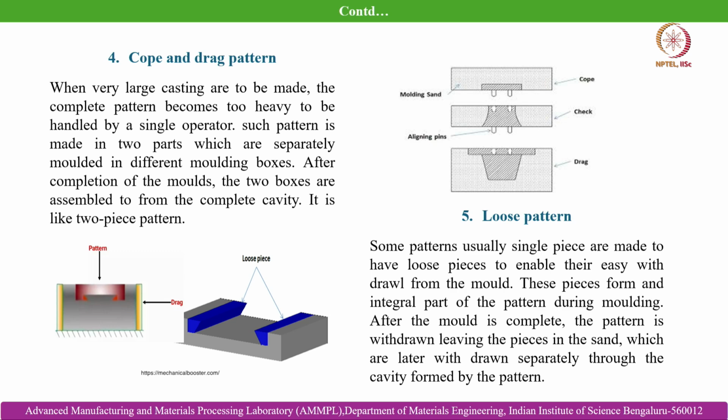Some patterns, usually single pieces, are made to have loose pieces to enable their easy withdrawal from the mold. For example, the typical case, if I need to make a component like this, say it is like this.